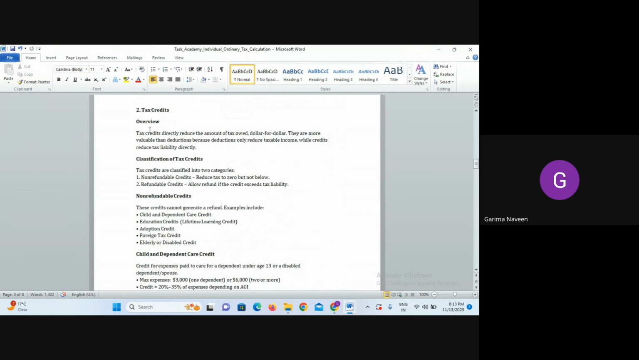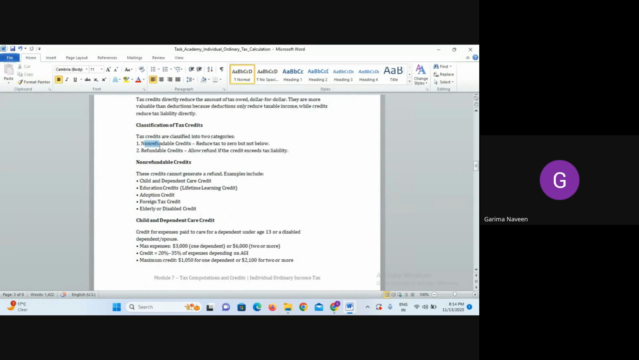Okay, this is the detailed explanation of tax credit. Tax credit directly reduces the amount of tax, meaning it directly reduces your tax liability. They are more valuable than deductions, because a deduction only reduces the taxable income, while credits directly reduce the tax liability. So tax credits are generally more valuable because they directly reduce your tax liability, not your taxable income.